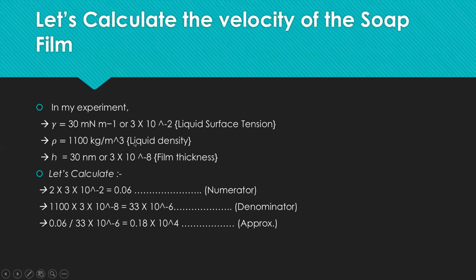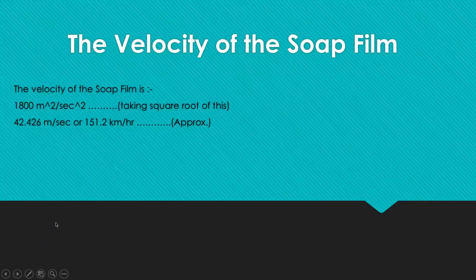In my experiment, gamma, the liquid surface tension, was 30 millinewtons per meter, rho, the liquid density, was 1100 kg per meter cube, and the film thickness was 30 nanometers. After calculating, I got a very interesting speed, which was 42.426 meters per second, or 151.2 kilometers per hour, which is very fast, and that's why we can't see it with our naked eyes. So we need to use slow motion cameras to detect this phenomenon because it occurs at a very great speed.